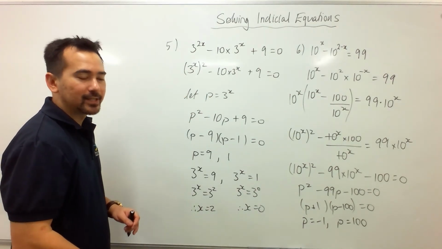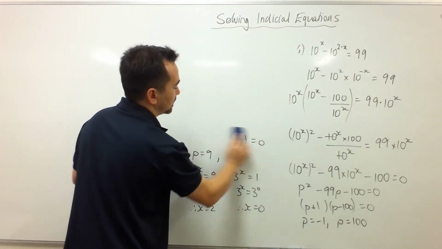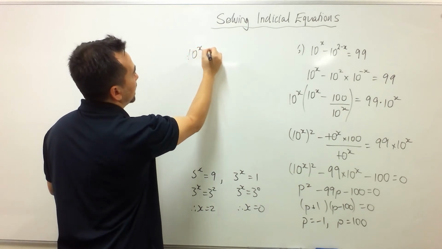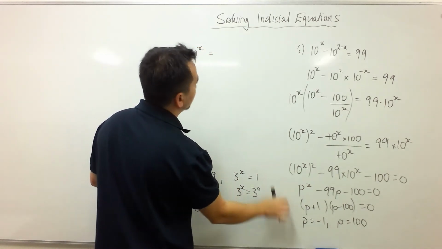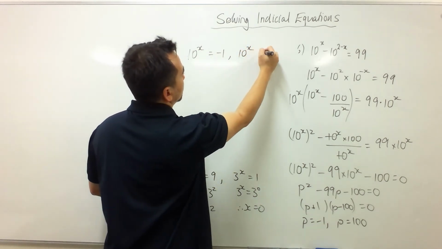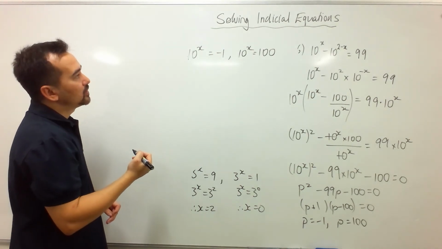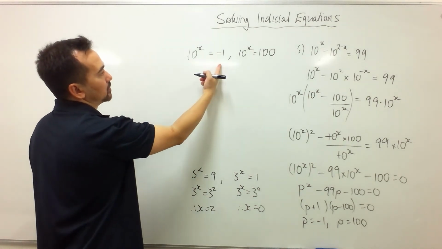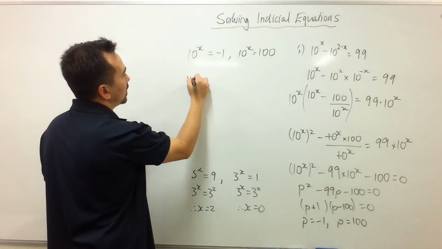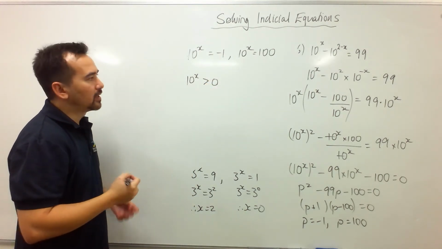Remember, we're not finished. We're not solving for p's. We're solving for x. So we have 10 to the power x is equal to negative 1, and we have 10 to the power x is equal to 100. So, first of all, this here is not possible. That's a no solution scenario because 10 to the power x is always greater than 0. It's never negative. Think about it.